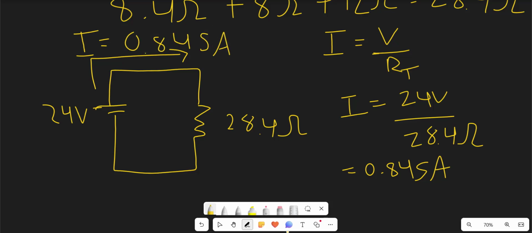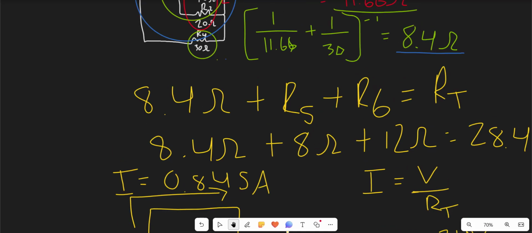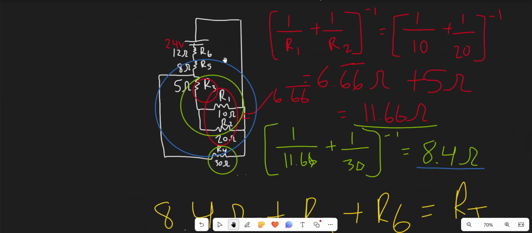And if you want to, you could also calculate the voltage drop across each of these individual resistors, like R1 all the way to R6, but that would probably take up another 30 to 40 minutes if we did that for all the examples, so that'll be a topic for another video.